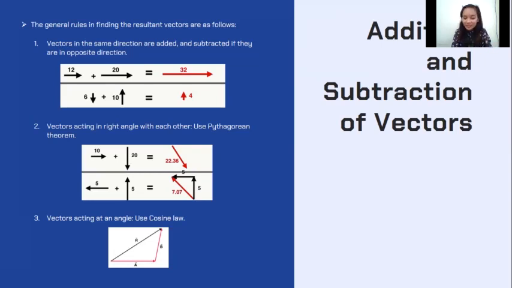Okay. And then for number 3, vectors acting at an angle, you can use the cosine law. So we already discussed how to use cosine and sine law depending on the given of the sides or angles na meron si triangle. Okay, so after this discussion, I will show you examples kung saan maa-apply natin itong general rules natin. Rule number 1, number 2, and number 3.